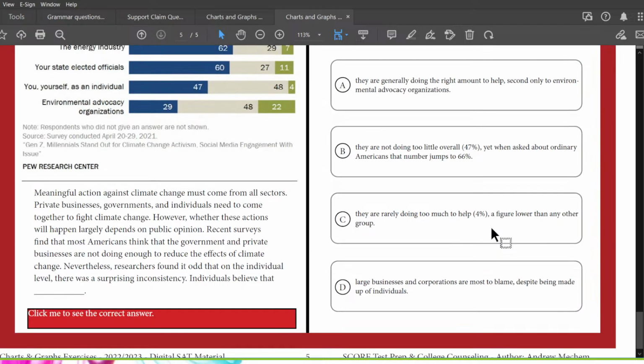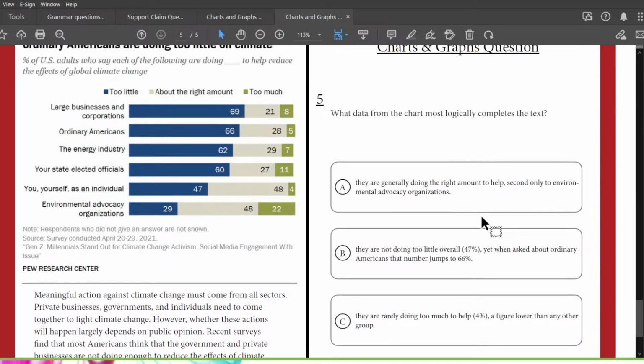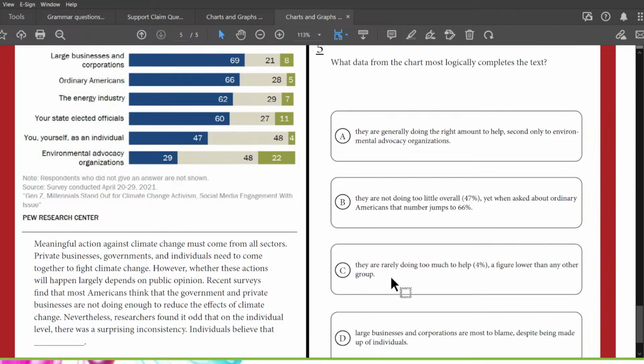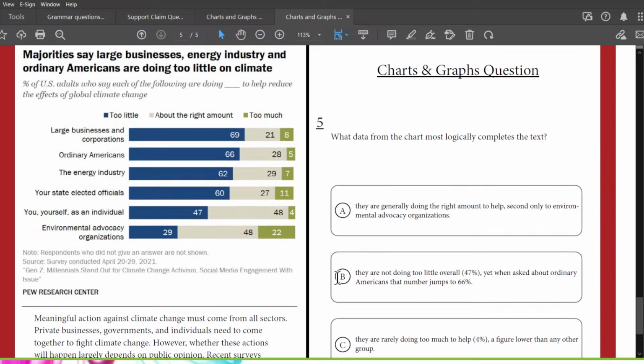That makes sense. They're really doing too much to help. I don't know if I see an inconsistency there. That means they just blame themselves. And this is, no, it's not it. Yeah. All right.